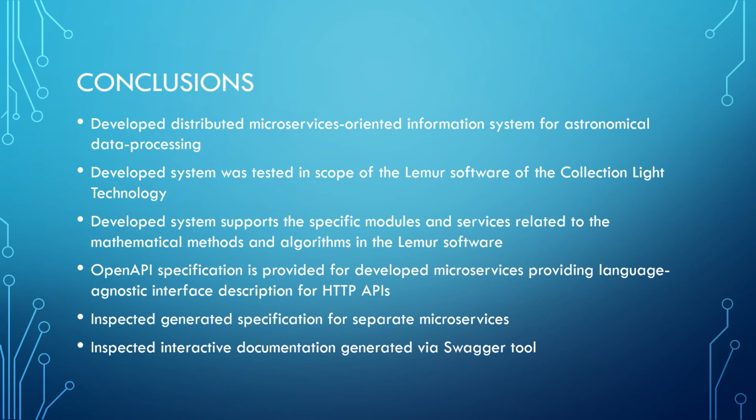So just to summarize the paper, a microservice-oriented astronomical data processing system was developed, including multiple models and components. The developed system supports specific models and services related to the mathematical methods and algorithms in the Lemur software. Also, the developed system was tested in the scope of Lemur software and of the collection light technology. The OpenAPI specification and Swagger tool were introduced to provide a language-agnostic interface description for HTTP APIs. And also in the current paper, the OpenAPI specification was inspected and investigated, and proper documentation was generated using the provided specification.